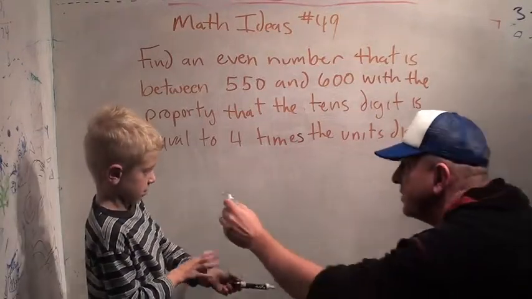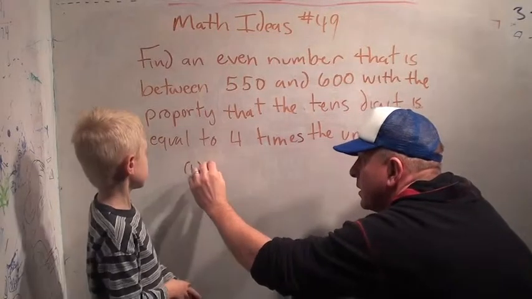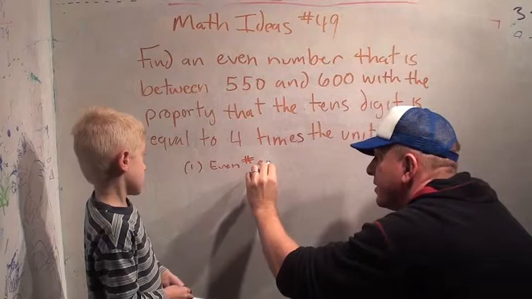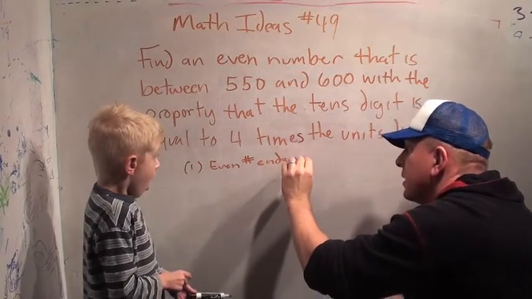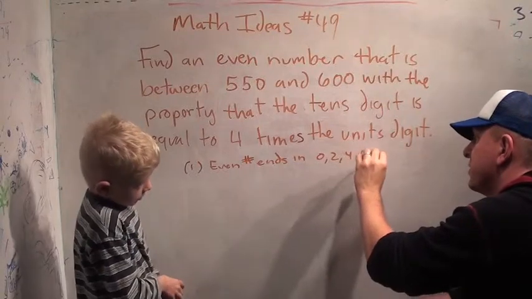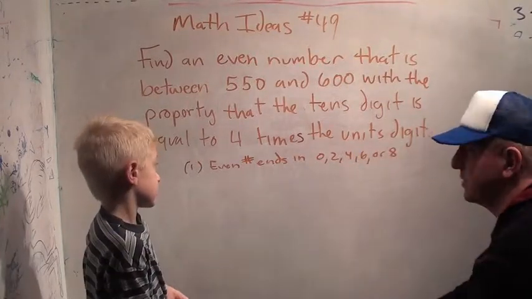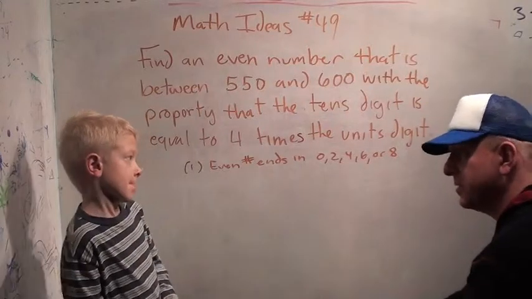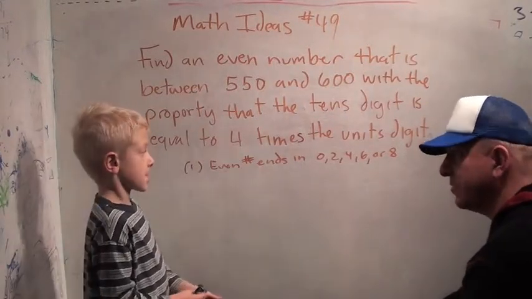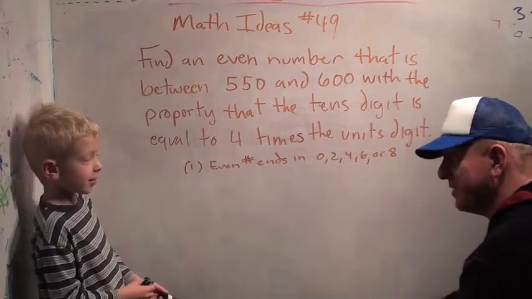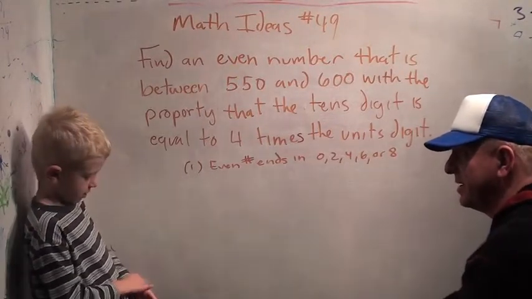Okay, very good. So an even number ends in 0, 2, 4, 6, or 8. Okay? So just like you said, like 2, 4, 6, 8, 10, or even 0 is an even number. What else would be an even number? 12, 14, 16, 18, 20.